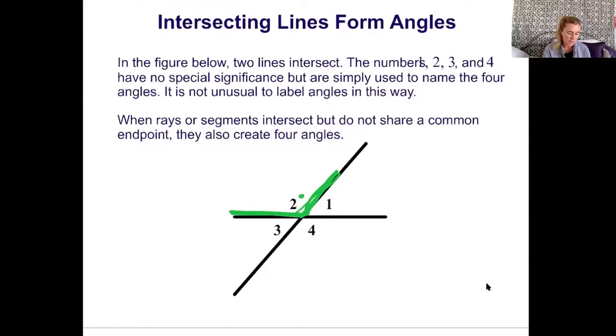So if they did not put numbers in here, we could have called this one the heart, and this one the star, and this one the square, and this one the circle. But they use numbers just to make it easier, but it's the same concept. Essentially, they put something in that angle, that way we'd know what they were talking about.